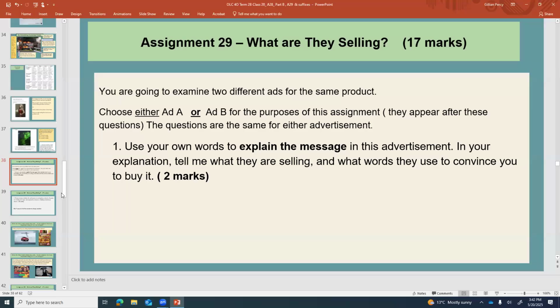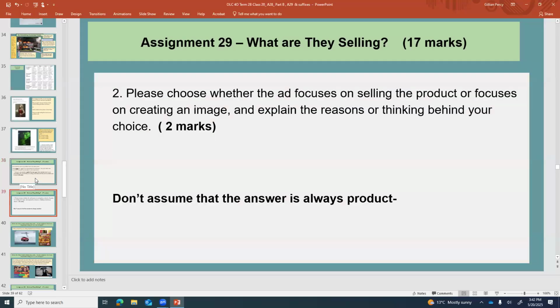Okay, hang on, I just want to make sure that these ads, yeah, okay.